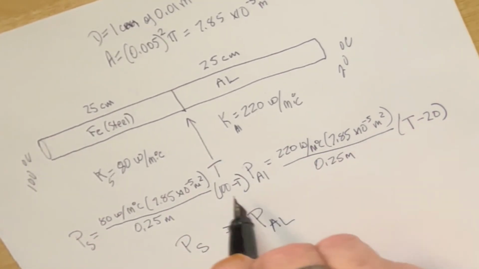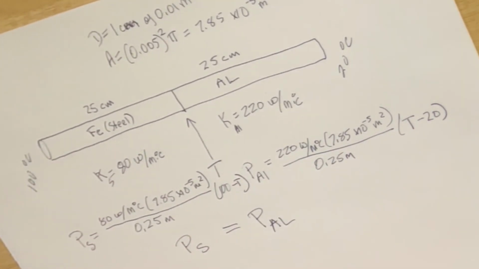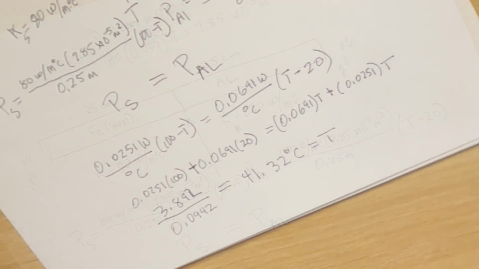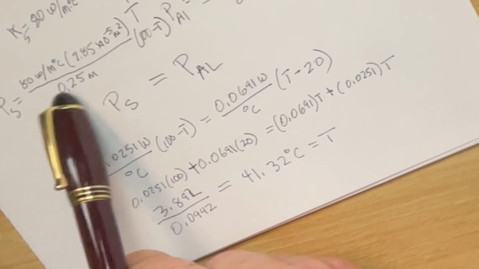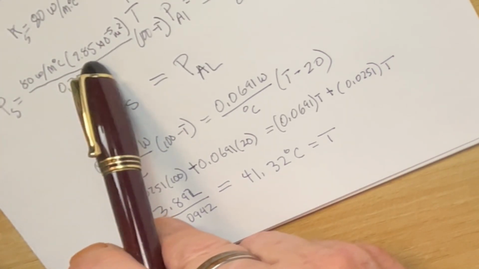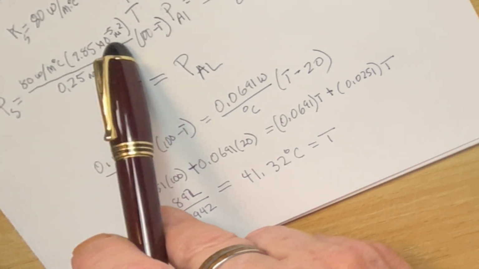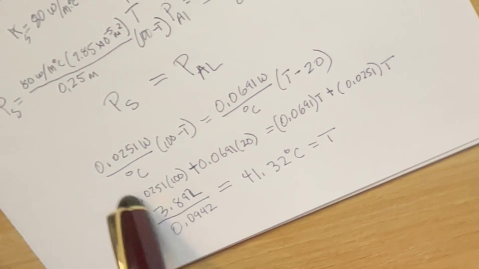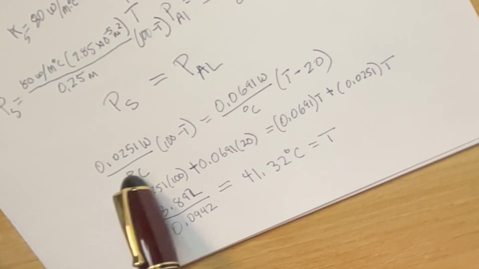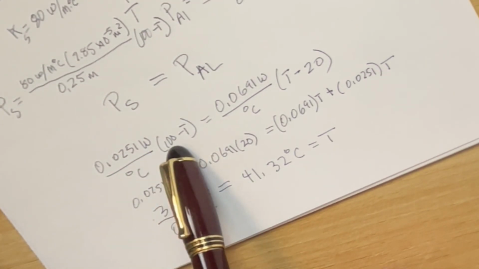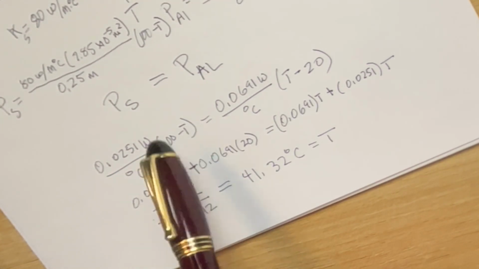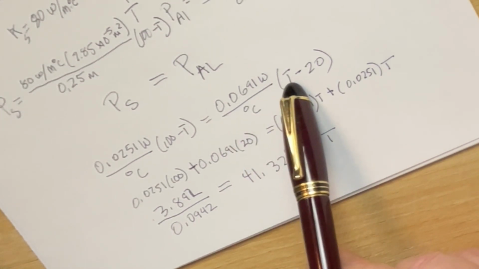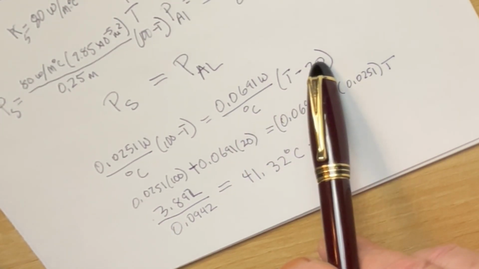We'll distribute these temperatures out and we'll solve for T. Let's go ahead and do that real quick. Okay, so I did the math. I'll let you do this on your own. But basically, all I did was I took the 80 times the 7.85 times 10 to the negative 5 and divided it by the length, 0.25 meters, and that gave me this value right here. And then that was multiplied by 100 minus T. I did the same for aluminum and multiplied it by T minus 20.